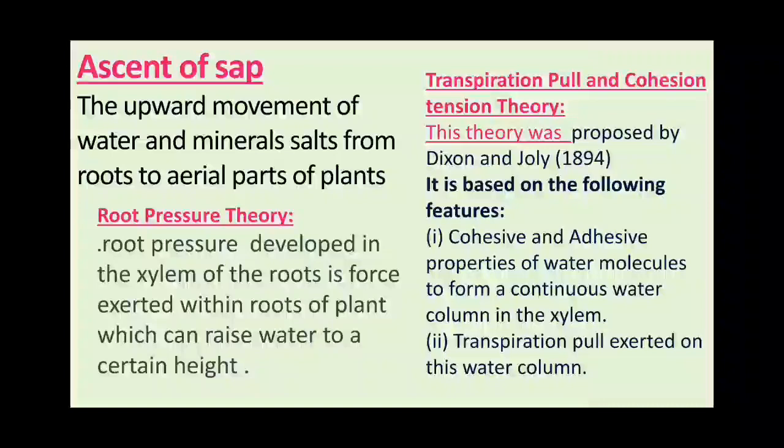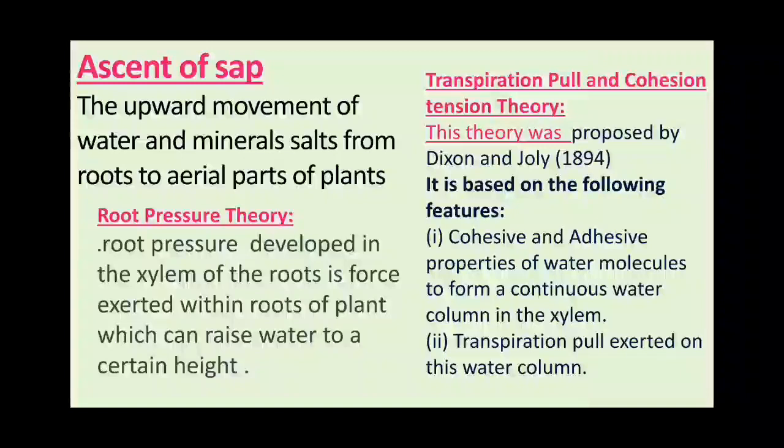But this is applicable in small herbaceous plants but not in tall trees. So transpiration pull and cohesion tension theory explains the upward movement of water in tall trees. According to this theory, the main force responsible for upward movement of water is transpiration pull generated in the leaves, which pulls the water column filled in the xylem, tracheids and vessels.